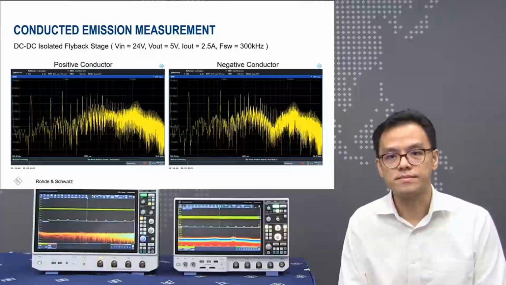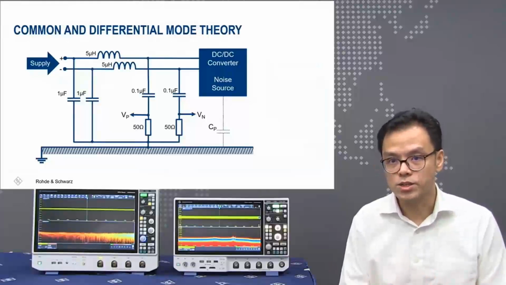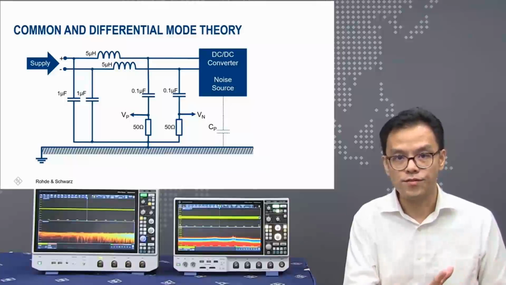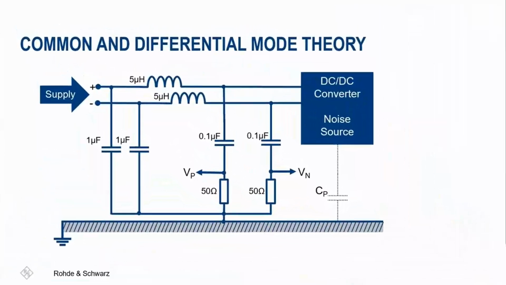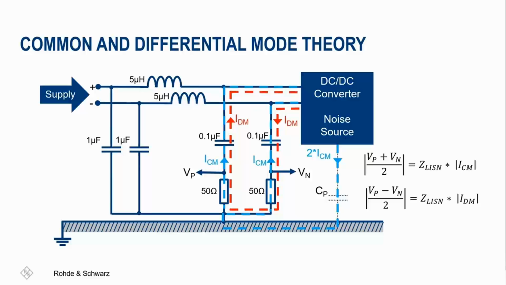Let's revisit the circuit. We can simplify the LISN into capacitors and inductors with Vp and Vn as noise outputs, terminated by 50 ohms. The device under test, or the DUT, is a DC to DC switch mode power supply. Noise must pass through the earth plane and return to the converter. Differential mode noise creates a return path between the Vp and Vn lines. With the right calculation, it is possible to determine the common mode and differential mode using the values we get from Vp and Vn.